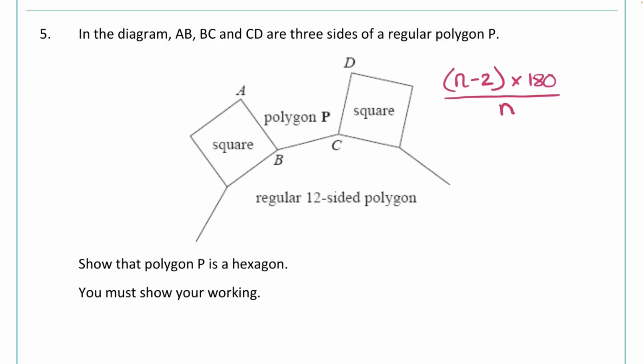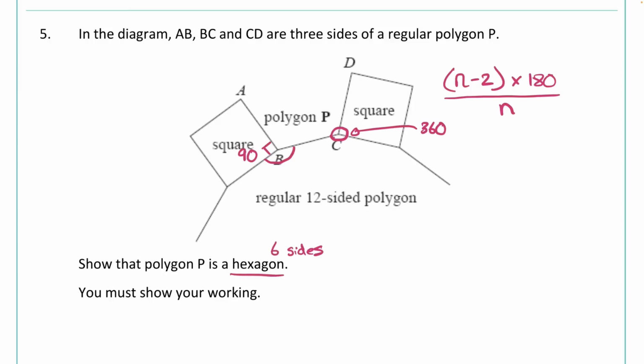So if we first do that for this 12-sided polygon, we'll be able to find one of these angles here, because we want to have a look at these angles around a point, because angles around a point all add up to 360, and these are all slotted together. So if we find first the interior angle in the 12-sided polygon, we can then look at the angle in the square, which is just a 90-degree right angle, and then we can find out what's missing for polygon P and see if it matches a hexagon, and a hexagon has 6 sides.